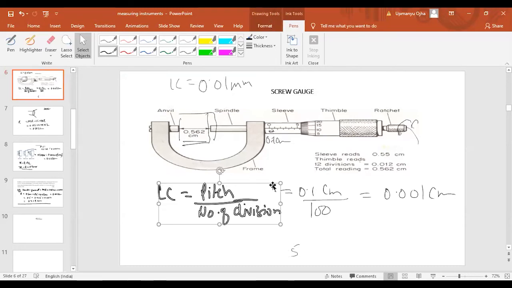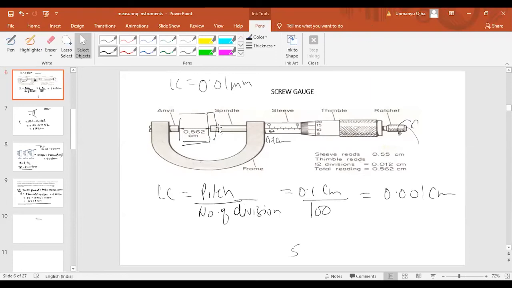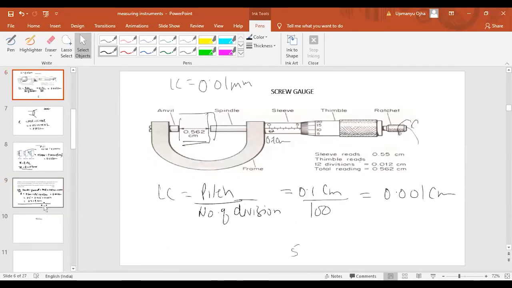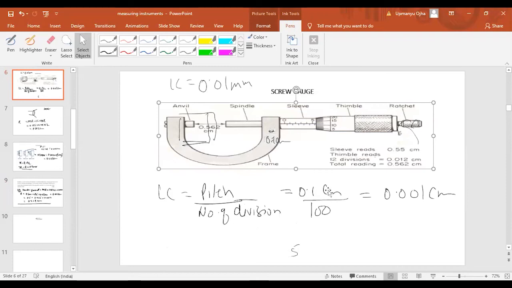That is known as the pitch of the instrument. I hope you understood. So pitch is how much the scale gets displaced on the linear scale when you rotate the circular scale by one complete rotation. In this case, the pitch is 0.1 centimeter divided by the number of divisions.